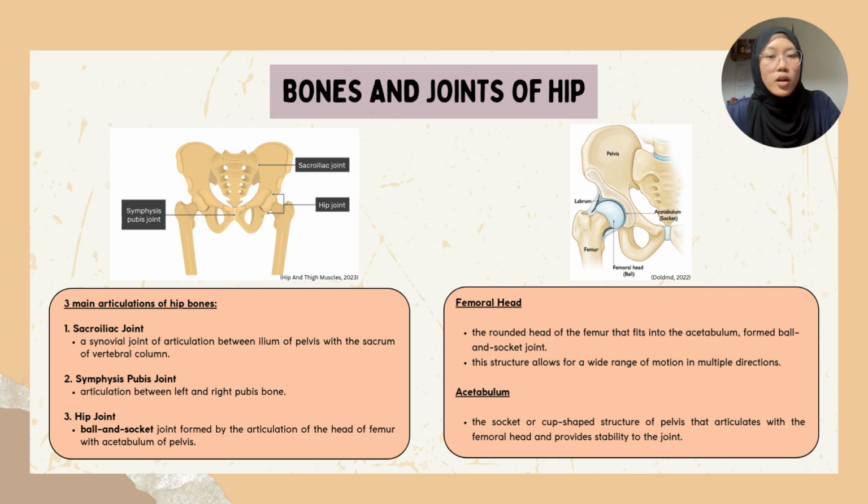Breaking down the compartments of the hip joint, first is the femoral head, which is the rounded end of the femur that fits perfectly into the acetabulum. Next is the acetabulum. It is a cup-shaped socket on the pelvis. It is deepened by a cartilage rim called the labrum, and this acetabulum articulates with the femoral head and provides stability to the joint.